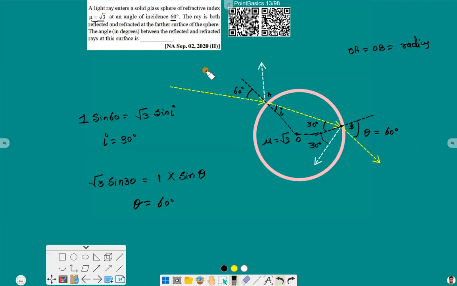Now we have to find out the angle between the reflected and refracted ray on this surface, and that has to be found on the further surface, means not on this one, we have to find on this surface, and that will be equal to this value. Suppose that is x, so we will have 30 plus x plus 60 should be equal to a straight line or 180 degree, and from that x comes out to be 90 degree. So the answer to this question is 90 degree. Let us move ahead.